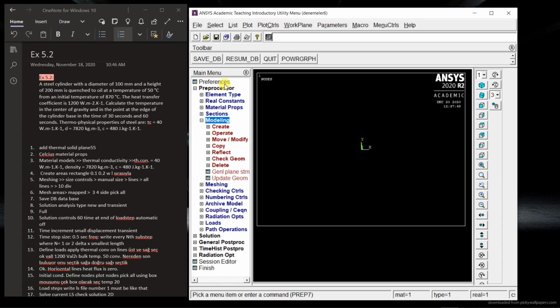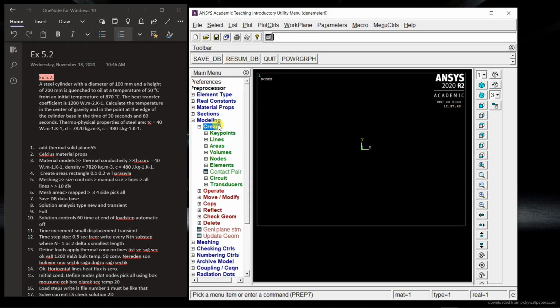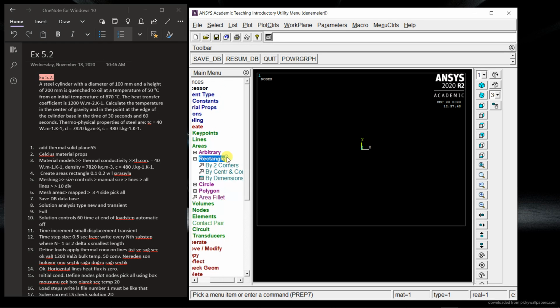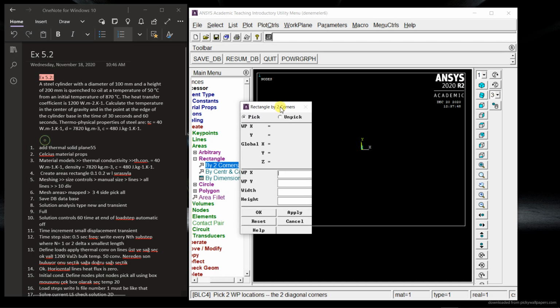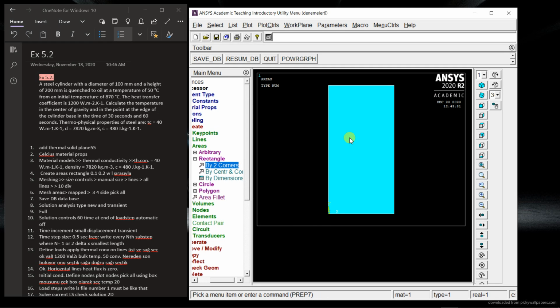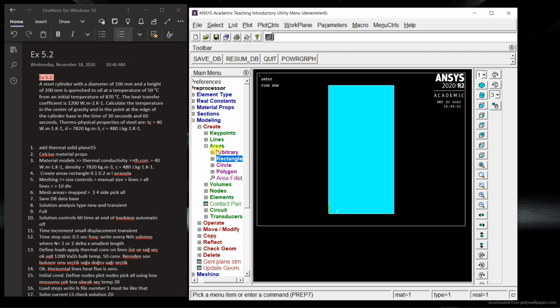So we are coming from this order. Okay, so this is so easy, create, so areas, so rectangle by two corners, it's okay. So we have this diameter. Okay, so 100 like that, so I'm going to put here the 0.1, and here the height is 0.2. Okay, you can also write like that. Okay, doesn't matter. So let's look at this one. Okay, so we take this part.